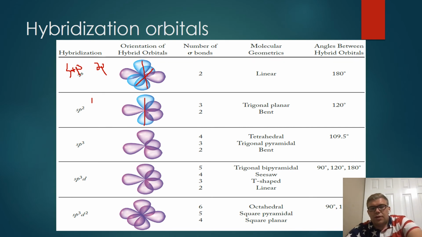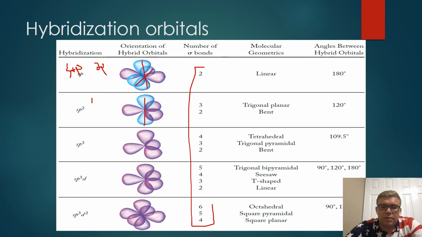sp3d, we're expanding to the d. sp3d2, same thing. Okay, so these are the number of sigma bonds that could possibly be present in each one of these things. And then these are the molecular geometries. These are going to be important. So you can also just think about it like, for example, the T shape. There's only going to be 3 bonds because there's going to be 2 lone pairs sitting up top. Same thing with a linear. There's only going to be 2 sigma bonds because there's only 2 single bonds and 3 lone pairs.